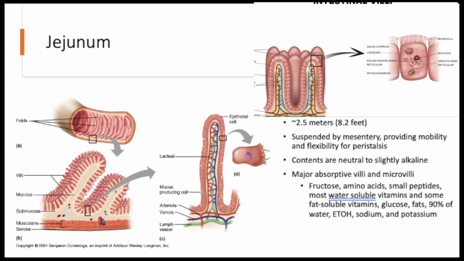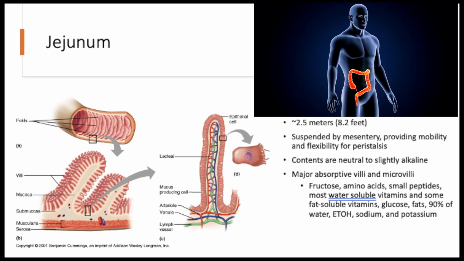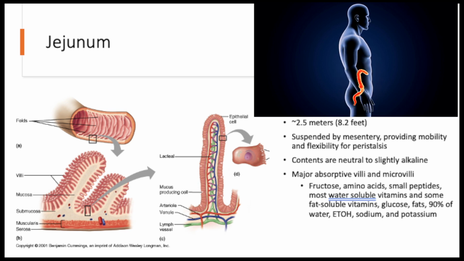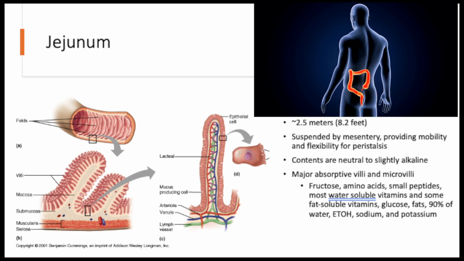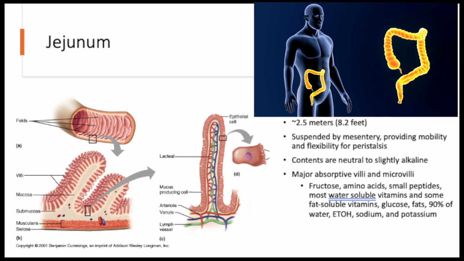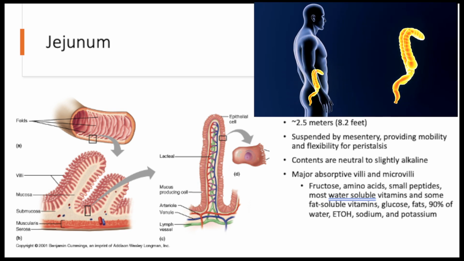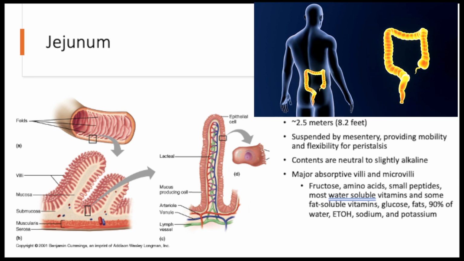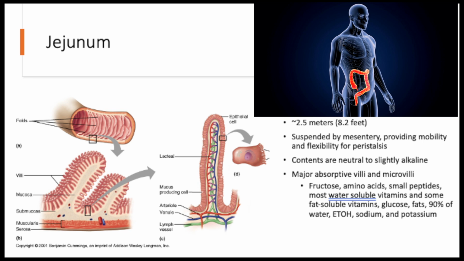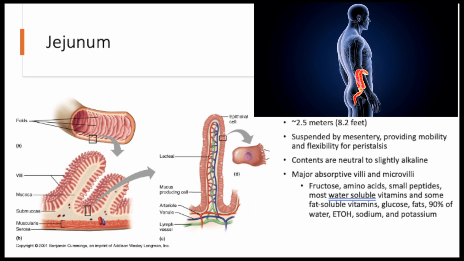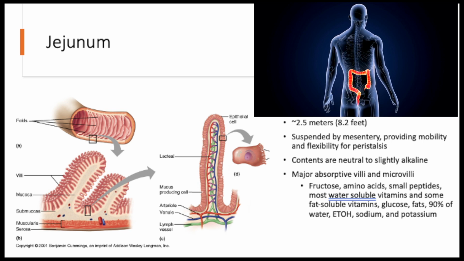The absorptive villi of the jejunum allow for intake of fructose, amino acids, small peptides, most water-soluble vitamins, and some fat-soluble vitamins, glucose, fats, alcohol, sodium, and potassium. Additionally, 90% of water absorbed through the GI tract is absorbed in the jejunum.